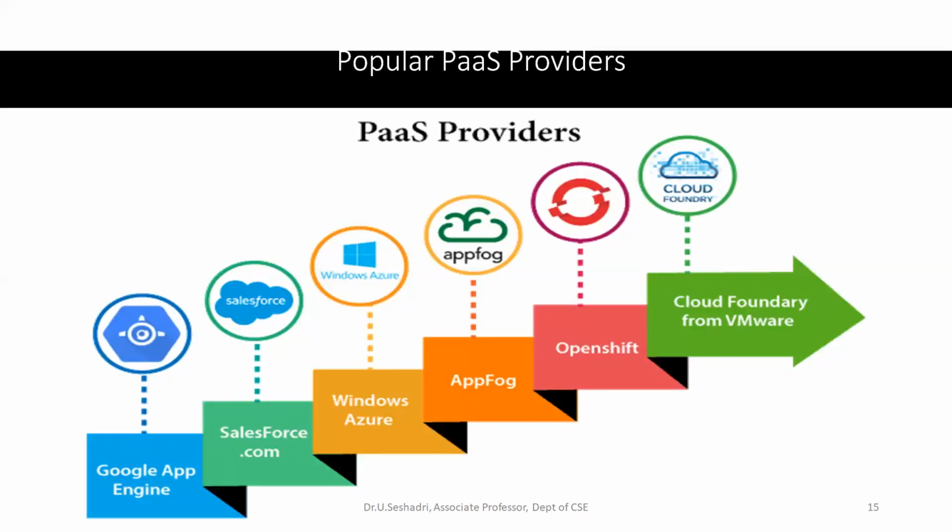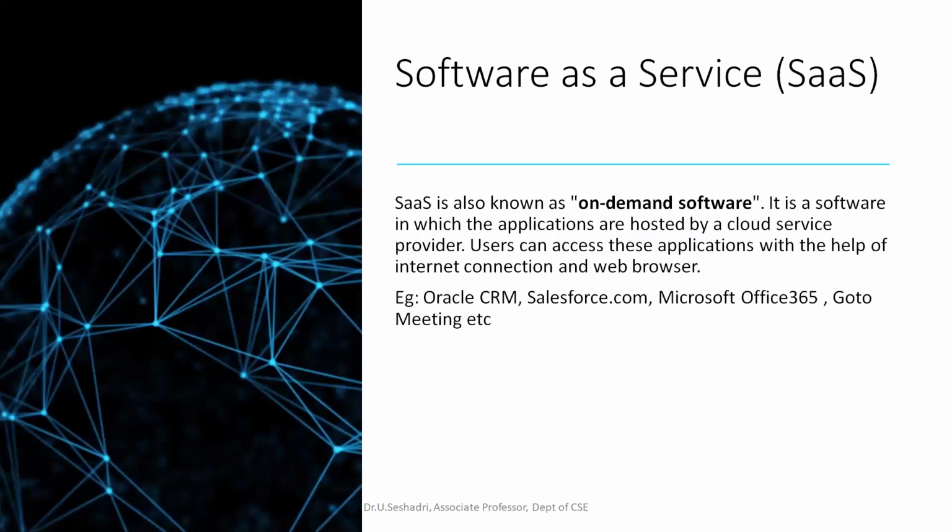Now, the last cloud delivery model is the software as a service model. We also know it as on-demand software. It is software in which the applications are hosted by the cloud service provider. Everything will be taken care of by the providers. We just have to use the applications. You can access them with the help of an internet connection and a web browser.